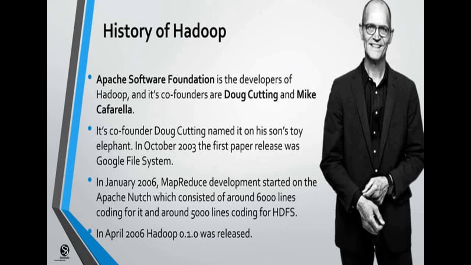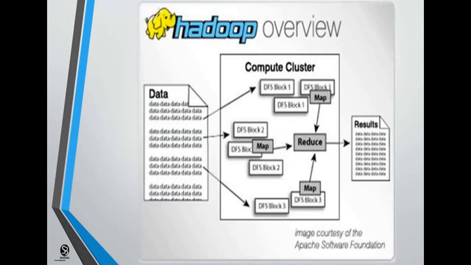So, history of Hadoop. The Apache Software Foundation is the developer of Hadoop, and its co-founders are Doug Cutting and Mike Cafarella. Doug Cutting named it after his son's toy elephant. So Hadoop is the name of a toy used by Doug Cutting's son. In October 2003, the first paper released was the Google File System (GFS). In January 2006, MapReduce development started on Apache Nutch, which consists of around 6,000 lines of code for it and around 5,000 lines of code for HDFS, the Hadoop Distributed File System. In April 2006, Hadoop 1.0 was released.